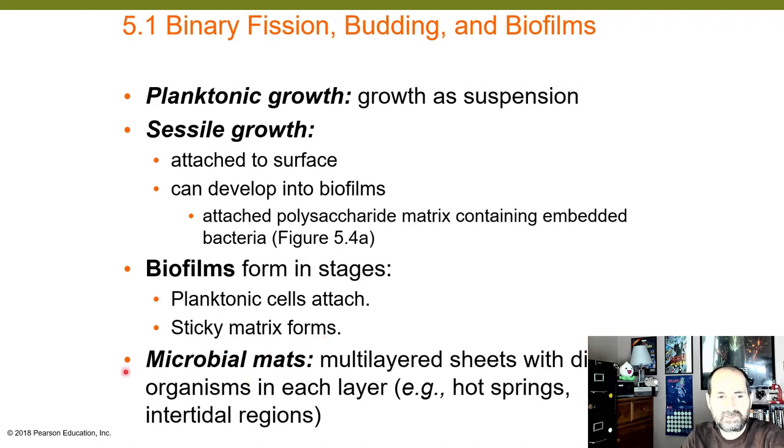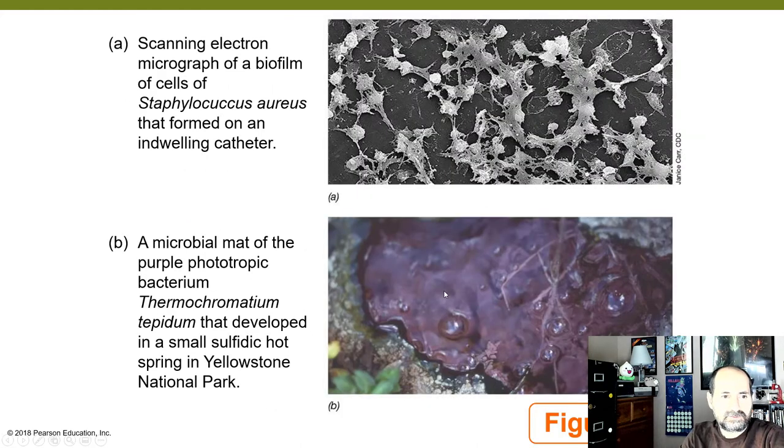Microbial mats are a little bit different. These are multi-layered sheets with different organisms in each layer. So here you can see a microbial mat versus a biofilm. So you have a biofilm on top. This is a sticky, sugary matrix. And then you have the mats at the bottom here.